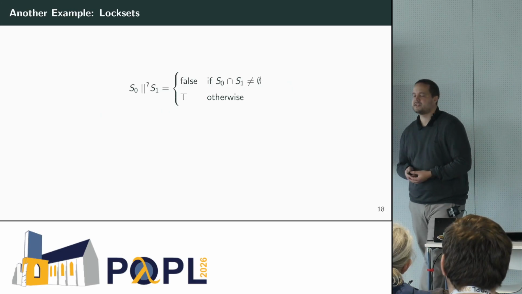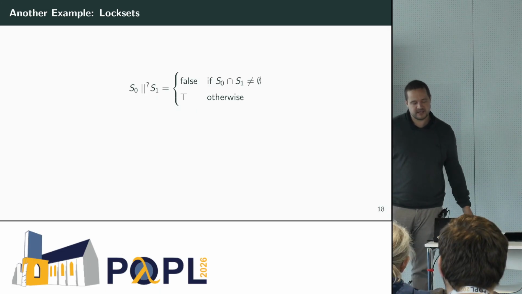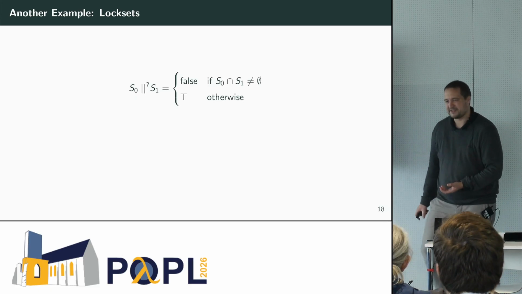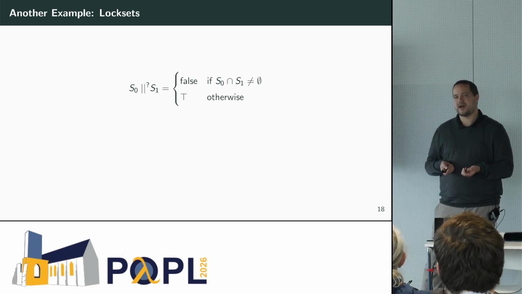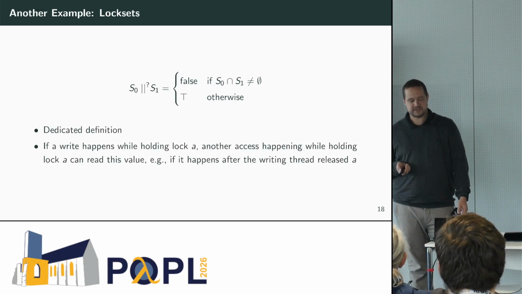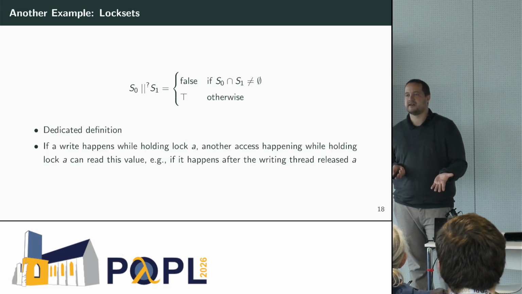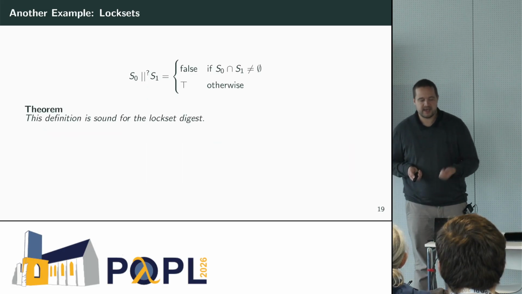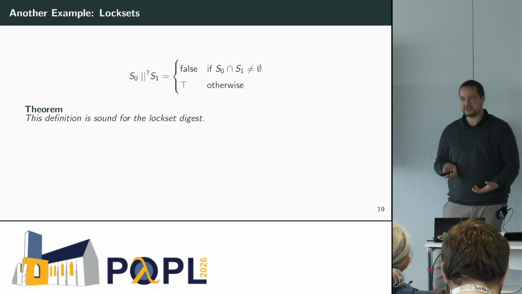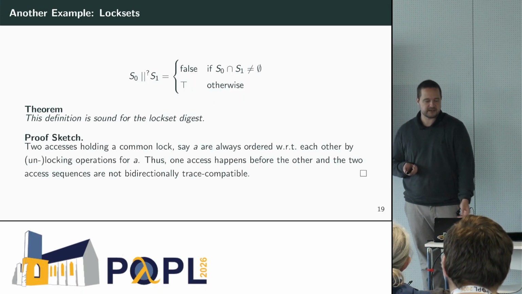Let's take a look at another example. So this is the lockset analysis and the lockset digest. And there probably people will agree that if the locksets that you hold at the two accesses have a non-empty intersection, then they will not race, because they're somehow protected by these mutexes. And this is what the predicate here gives. And this is once again an instance of these dedicated definitions that we have. And then we might want to actually show that this definition is sound for the lockset digest, and I'll give you a flavor of what a proof of this would look like.